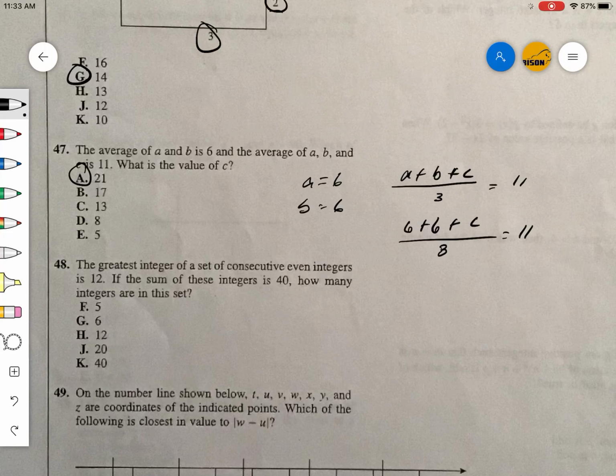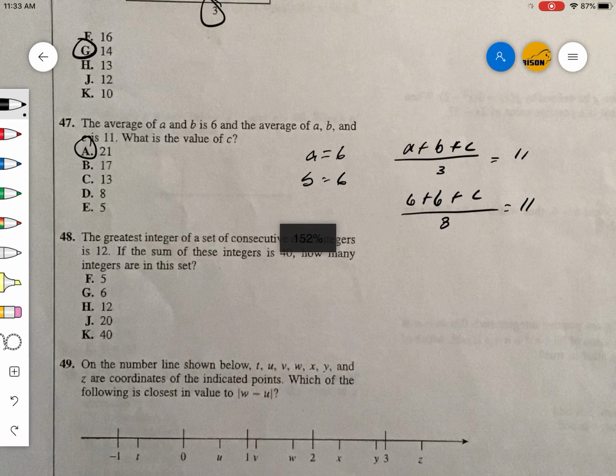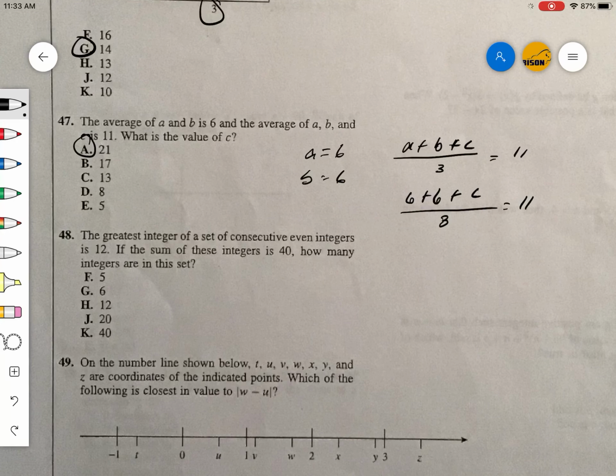Last one, 48. The greatest integer of a set of consecutive even integers is 12. If the sum of these integers is 40, how many are in the set? So the biggest is definitely 12, so they're going to be smaller from there. They're consecutive even integers, so the next one down would be 10.